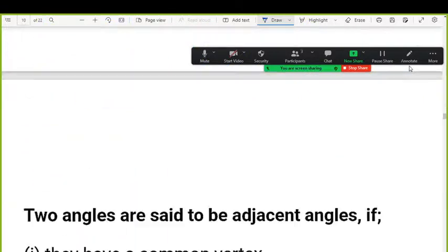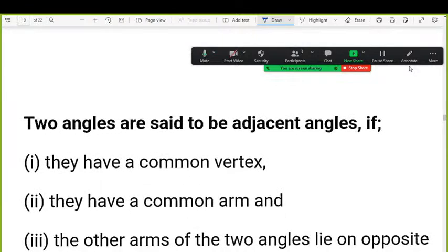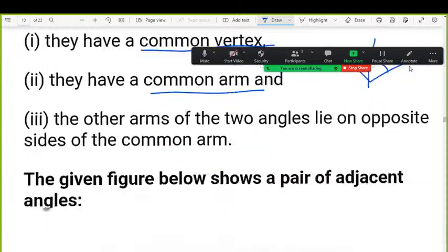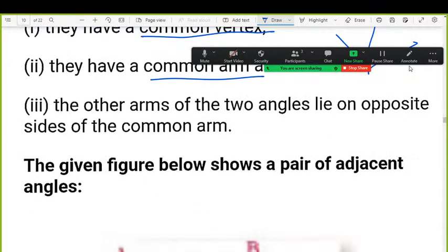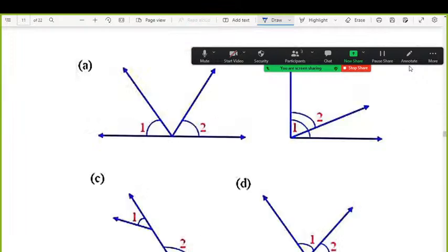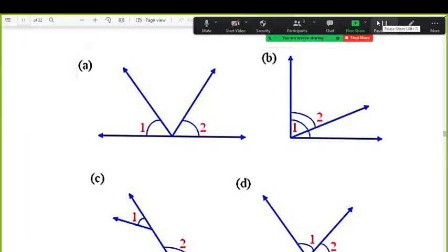Okay, similarly we have this approach. Two angles are said to be adjacent. We already know when do we call them adjacent. If they have common vertex, if they have common arm. And they all are not interior. They are outside. They are not interior. Okay, I have just presented their diagram. Now the question is which of them are adjacent and which of them are not.